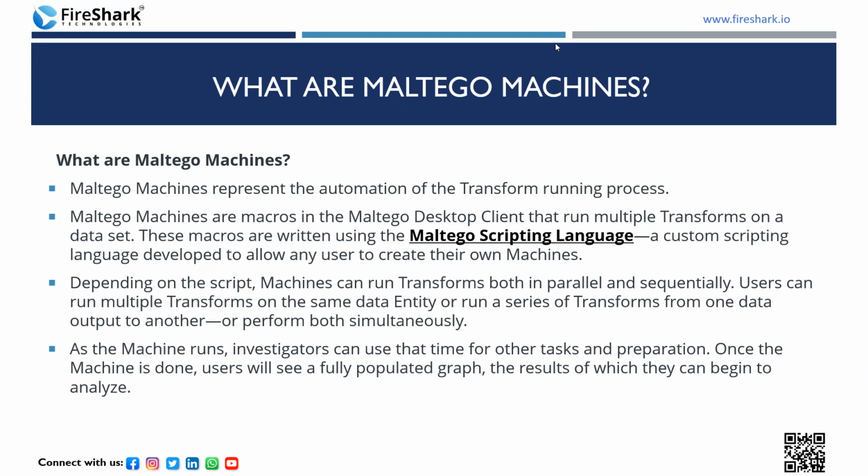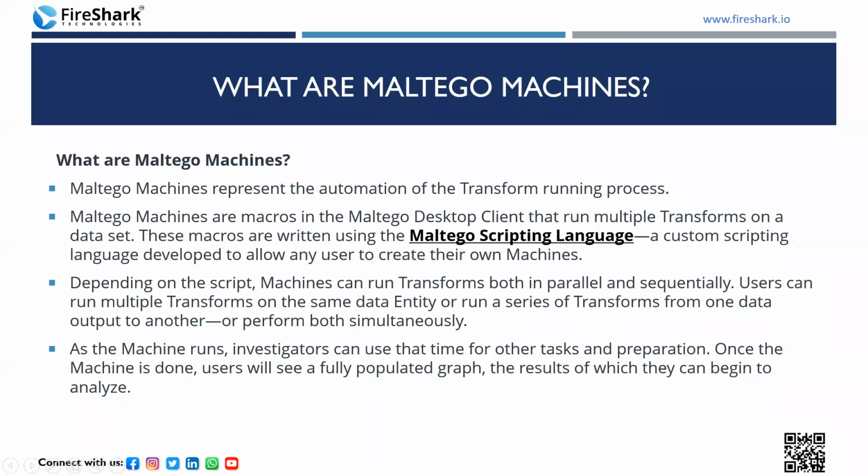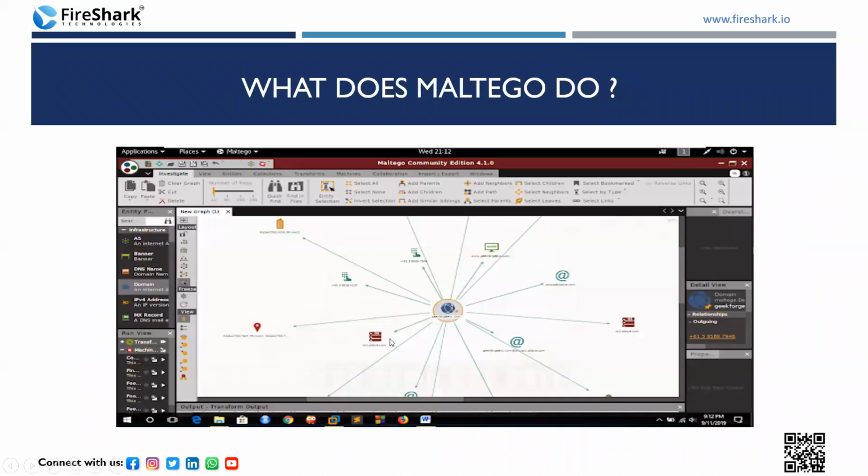As the machine runs, investigators can use that time for other tasks and preparation. Once the machine is done, the user will see a fully populated graph. Whatever information comes, a graph will be made of it. In this way, it will provide a graphical representation of the information, the result of which they can begin to analyze. After that, we can analyze the result after getting the graph of the information.